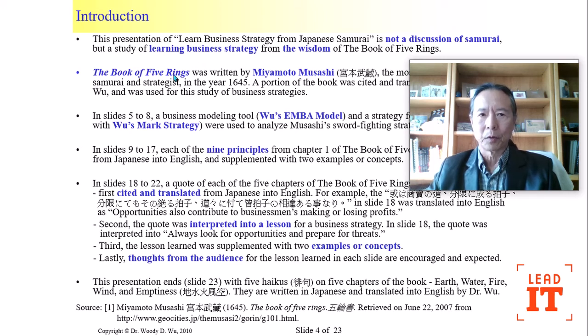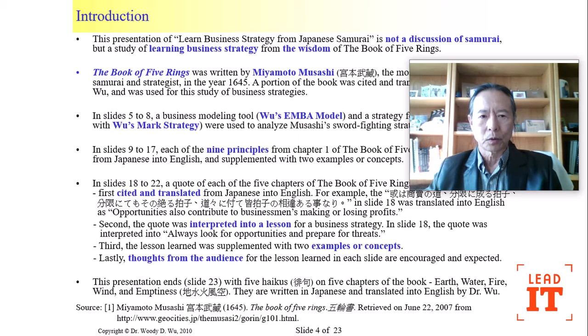The Book of Five Rings was written by samurai Miyamoto Musashi in the year 1645. Slides 5-8 show two of Dr. Woody Wu's models. One is Wu's EMBA model. Another one is Wu's MARC strategy. Slides number 9-10 show nine lessons learned from the Book of Five Rings.